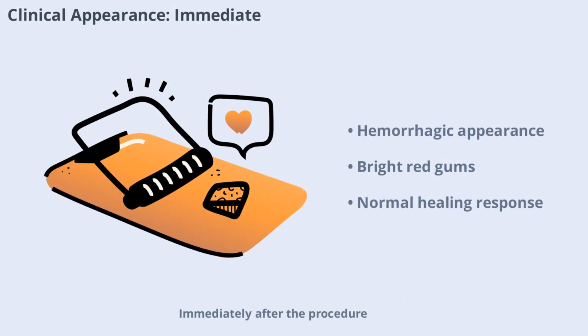Immediately after the procedure, the clinical appearance of the gingiva is typically hemorrhagic and bright red. This is a normal response to the removal of diseased tissue and the initiation of the healing process. Patients should be informed that this appearance is temporary and part of the normal recovery.